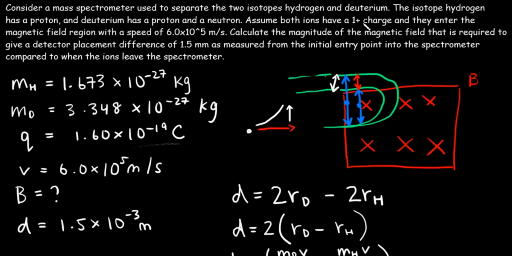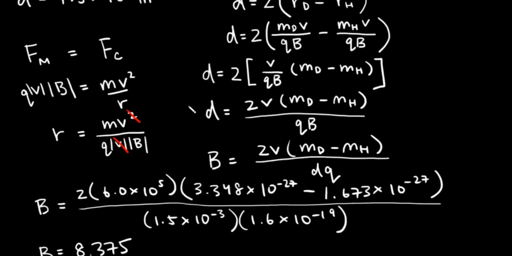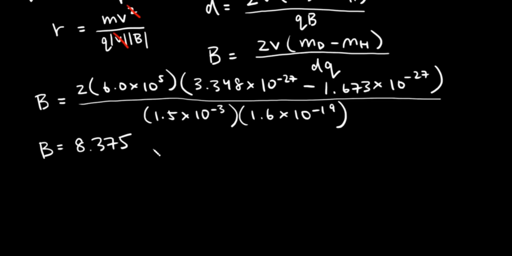Okay, so the 1 doesn't really count because we're using 1.6 times 10 to the negative 19. And then the next one is 6.0 times 10 to the power 5, or 1.5. And both of them have 2 sig digs, so we're going to make the answer 2 sig digs: 8.4, and magnetic field is measured in Tesla, so this is the final answer.